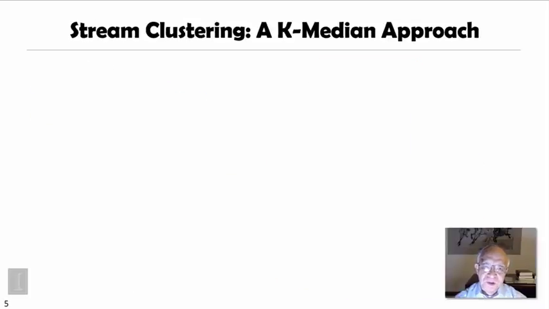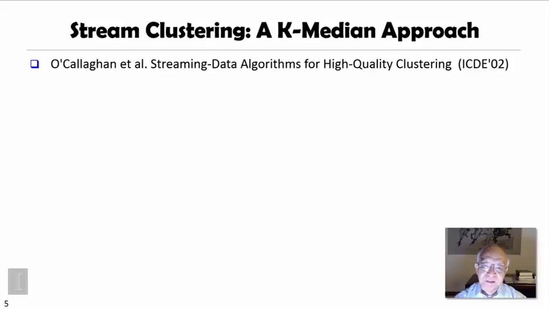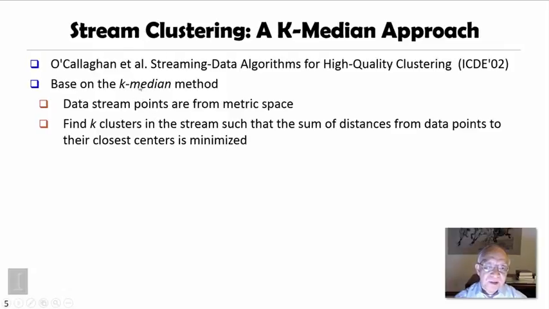Then the problem becomes, how can we perform cluster analysis effectively in such fast-changing data streams? One proposed approach for stream clustering is a k-median-based approach. This method was published in ICDE 2002, done by O'Callaghan and several other researchers. This method is based on the k-median method. That means the data stream points come in the form of a metric space, so you can easily compute medians. The goal is to find k clusters in the data stream such that the sum of the distances from the data points to their closest centers is minimized. So the whole thing is similar to the requirement of a typical clustering algorithm.